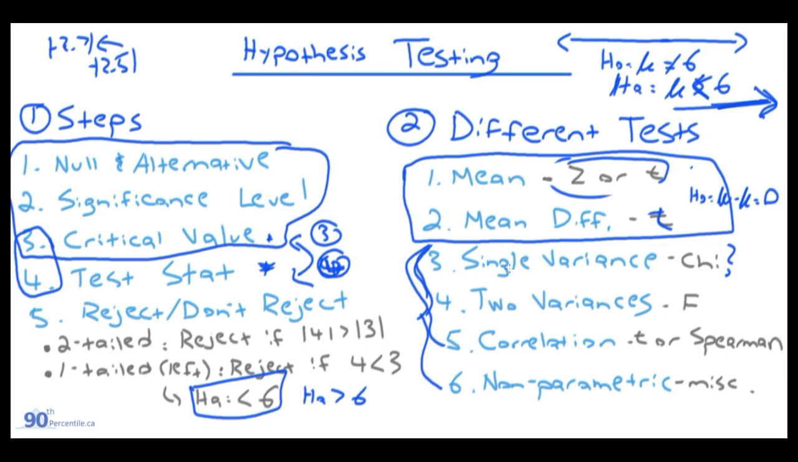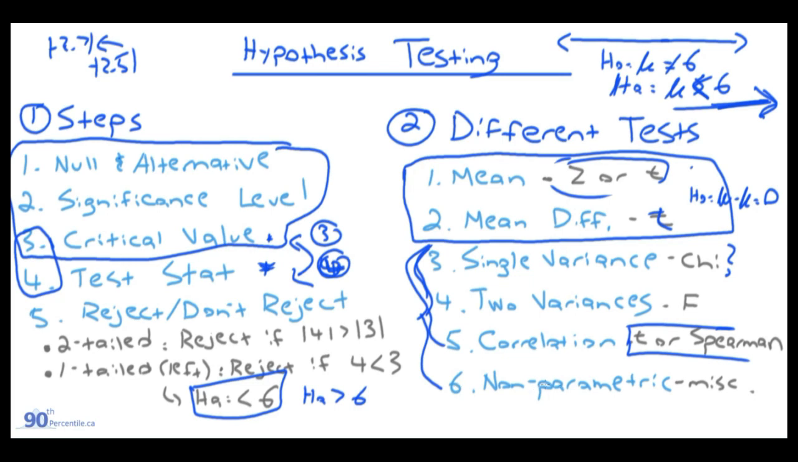So, like if you're testing the value of a single variance of a population, use the chi-square test. If you're testing whether or not 2 variances are different, use the F test. If you're testing correlation, you're going to use either a t-test or a Spearman rank test, once again depending on the small details that are provided regarding correlation.